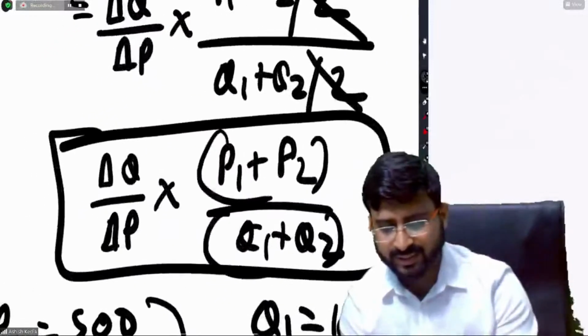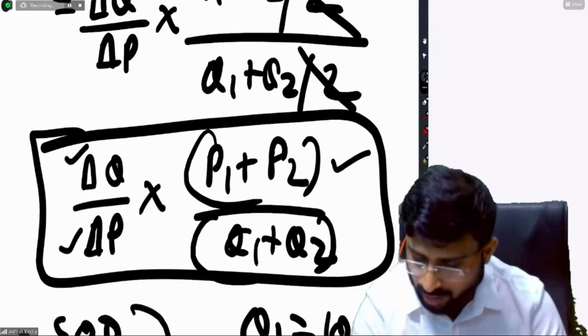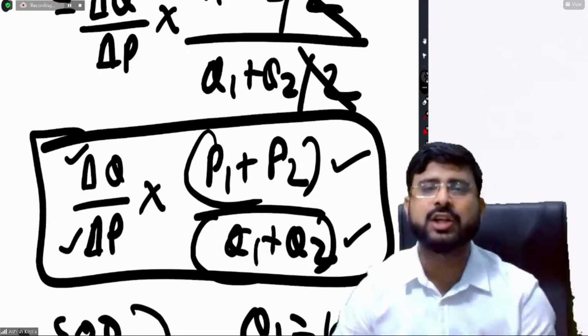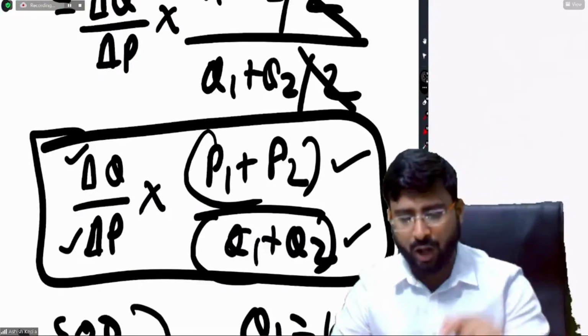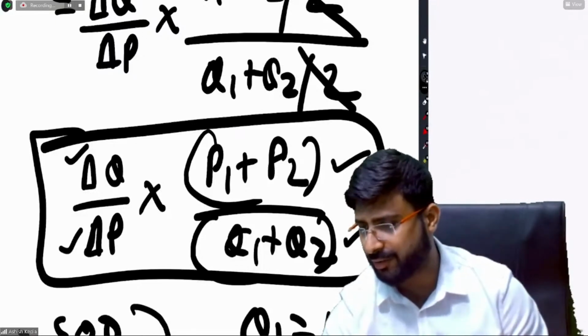So you can also write this as the formula of arc elasticity: change in quantity by change in price into sum of price by sum of quantity. Note it down. This is the arc elasticity formula. Note it down, everyone.